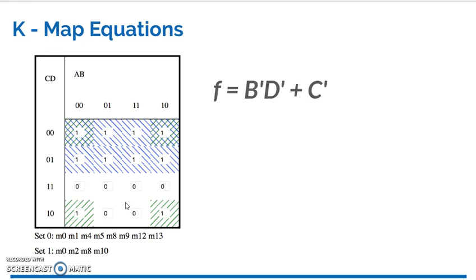K-map equations. Now we go ahead and simplify. Now that we filled it out with the truth table, we can group in powers of 2. That means groups of 2, 4, 8, or 16. So if we group a power of 8 here, we're able to reduce it to one variable. If we have a group of 4, we're able to reduce it to 2 variables.